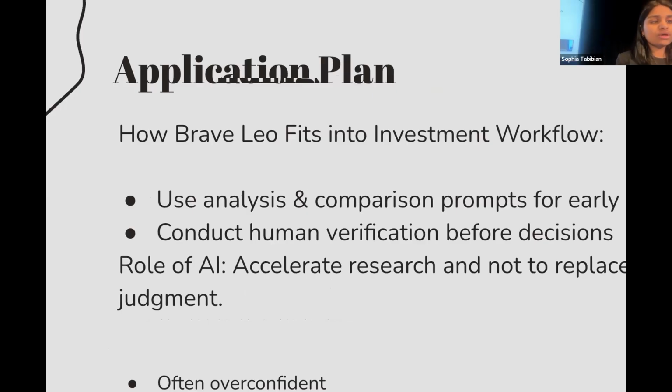And you should still conduct human verification before decisions, because the AI isn't always 100% right, and it hallucinates and uses outside information. So basically, the role of the AI should be to accelerate research and be a research helper, not to replace human judgment.